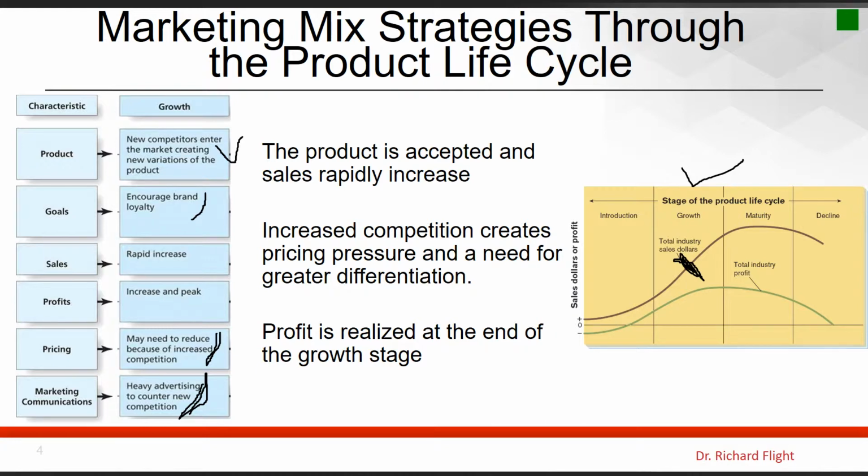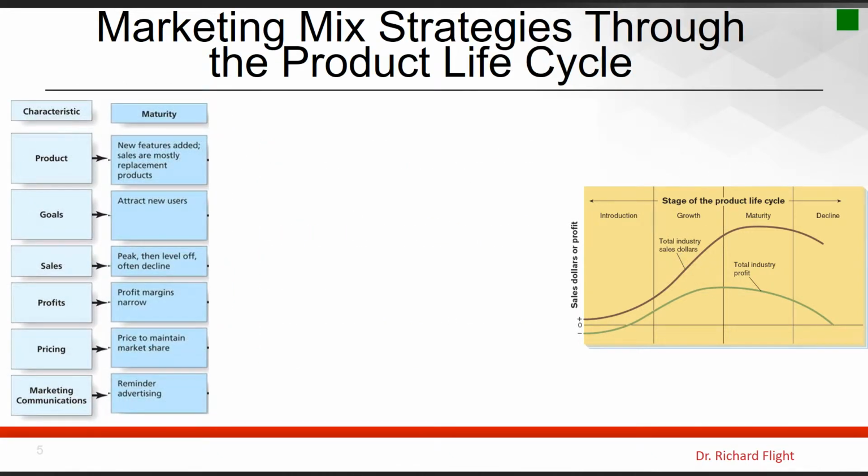The other thing that happens right at the end here of the growth stage, which is not marked here, is something called the shakeout period. Towards the end of the growth stage, there are a bunch of competitors who jumped into the product category, but now are being forced out. They're being shaken out of the product category because of the intense competition that's happening. So competitors come in, but then also competitors leave because they don't want to deal with all the competition that's there.